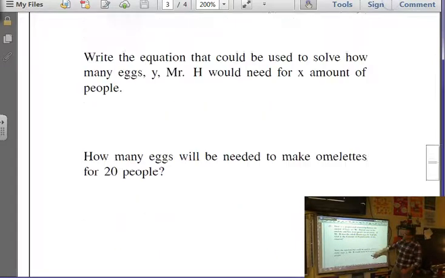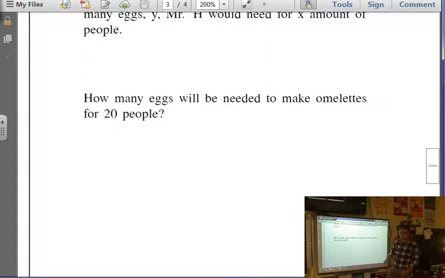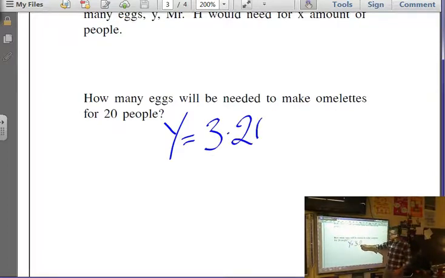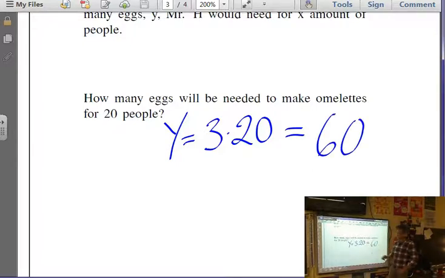Moving on to the final part of this problem, how many eggs will be needed if there's 20 people? We can then use that formula, y equals 3 times my number of people, which is now 20, which comes out to be 60 eggs will make 20 omelets, and I make some darn good omelets.